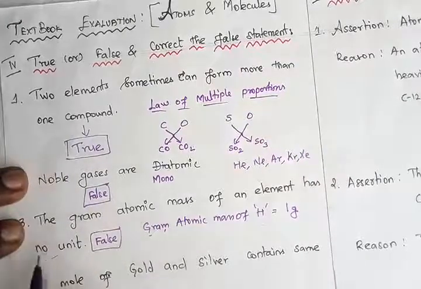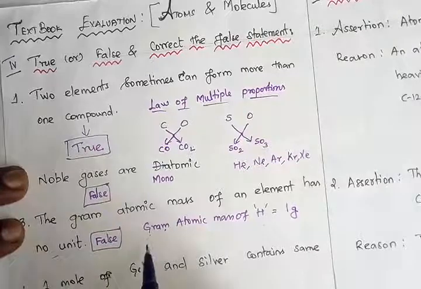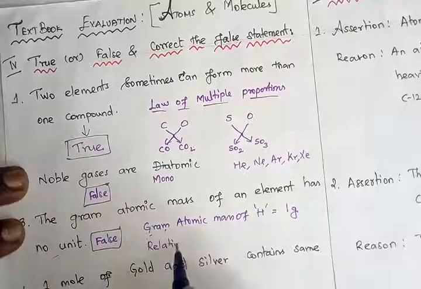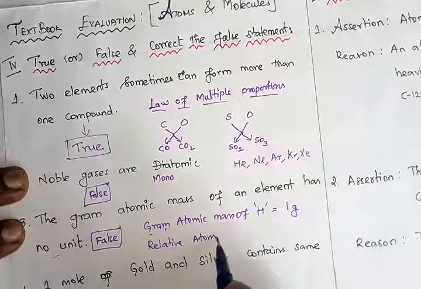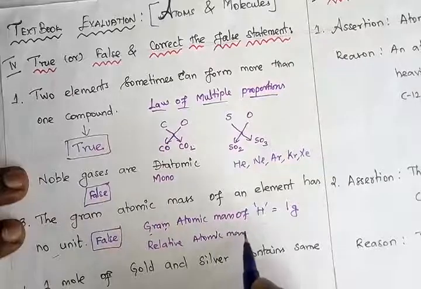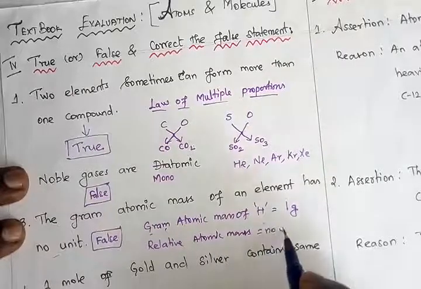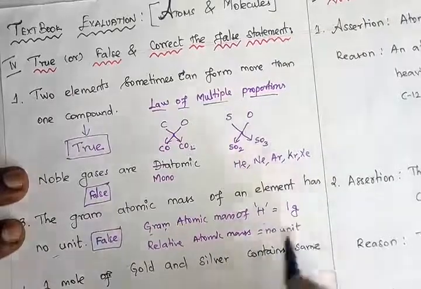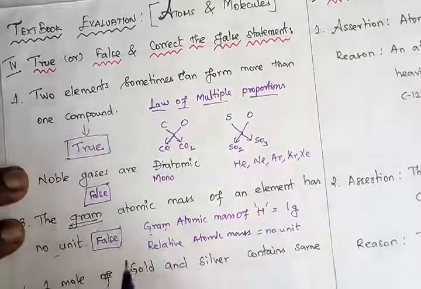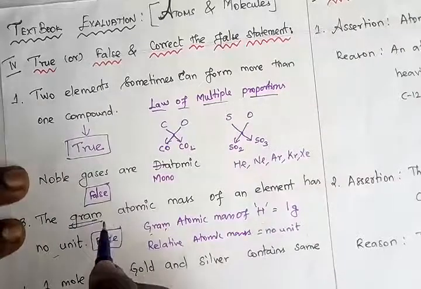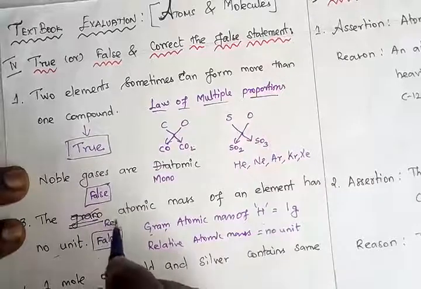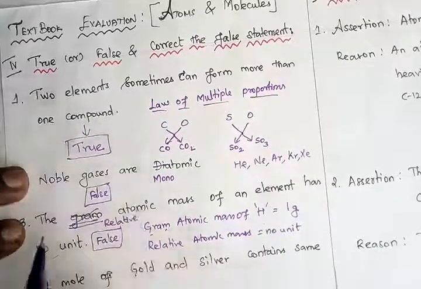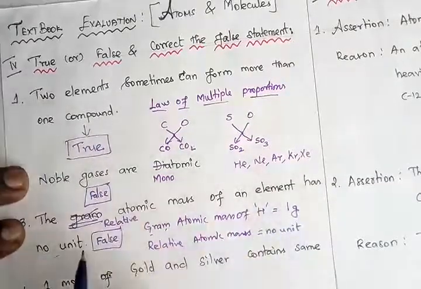So which has no unit? Yes, the relative atomic mass has no unit, because it is a pure ratio, as we have studied. So instead of gram atomic mass, let me write relative. The relative atomic mass of an element has no unit.